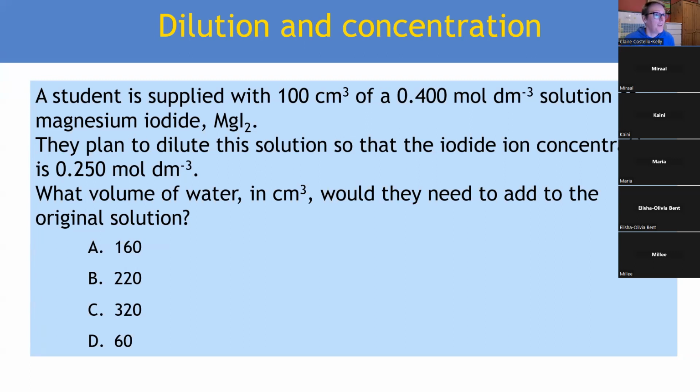So let's take through what we've got. We've got a volume, we've got a concentration, we've got a formula. That's nice. They didn't have to give you that, but in this case, they've not made it too hard. MgI2. And then they want to dilute it. And I'm going to underline this bit, the iodide ion concentration. Change of wording. It does not say magnesium iodide concentration, it says iodide ion concentration. So this is one place where people could slip up. And then we've got a new concentration that we want. And the question is, how much water would they need to add?